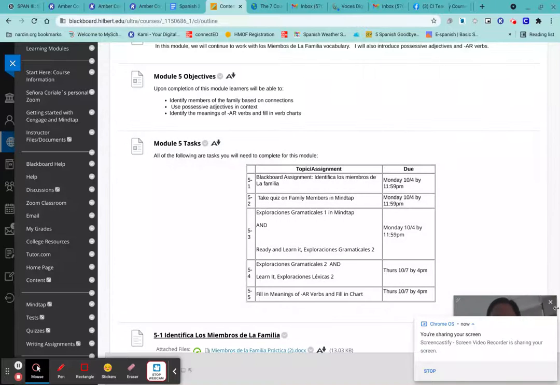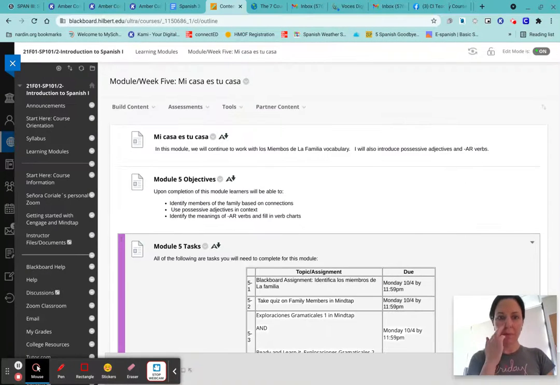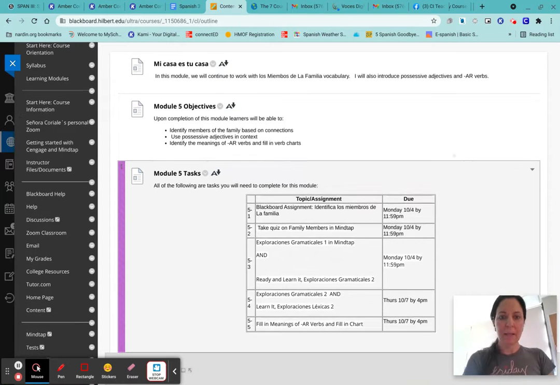Hola clase. I am here in module 5, week 5. We're in Mi Casa es Tu Casa, and we'll be identifying family members based on connections. We will use possessive adjectives in context, and we're going to identify the meaning of AR verbs and fill out some verb charts. That's this week.